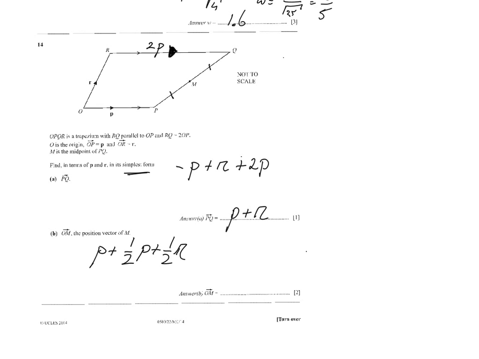In its simplest form, because this is going to give me 1 point, collecting the like terms, 1.5 P plus a half R. Good, vectors. Moving on to question 15. Let's find out what they want from us there.